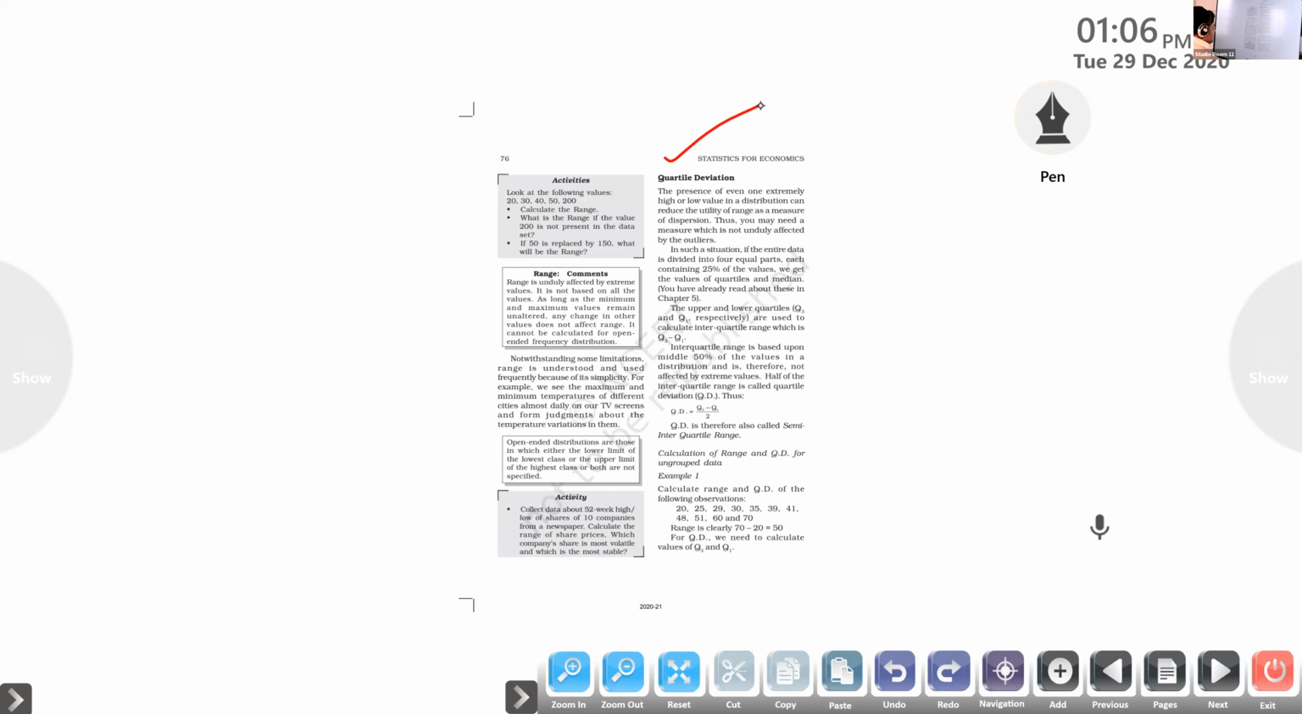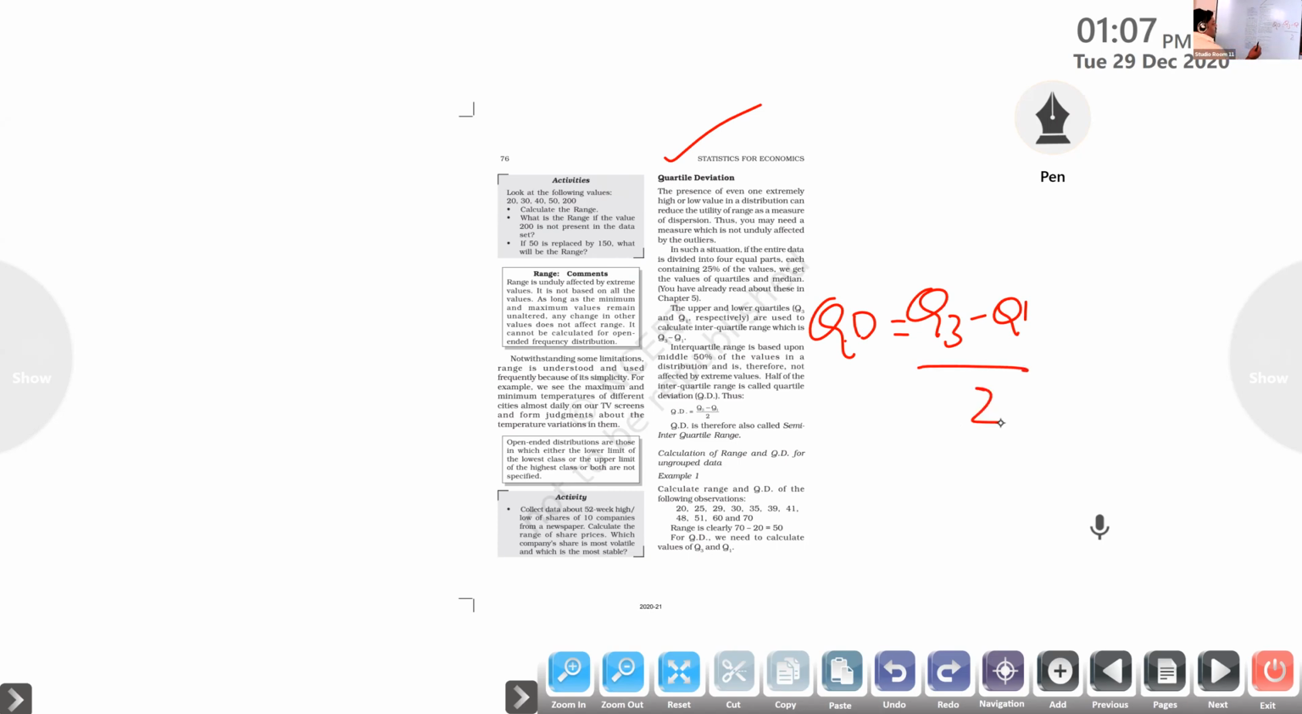So we already completed how to find the range. R is equal to L minus S, the largest value minus the smallest value. That's the method to find the range. Now the quartile deviation: QD is equal to Q3 minus Q1 divided by 2.